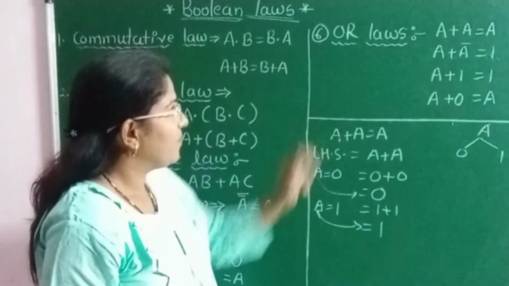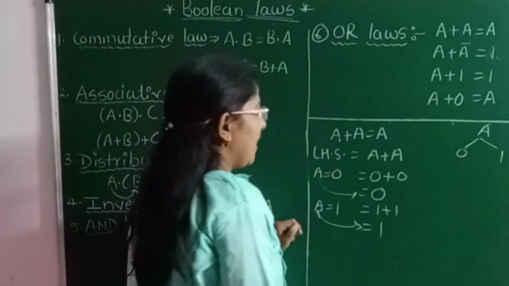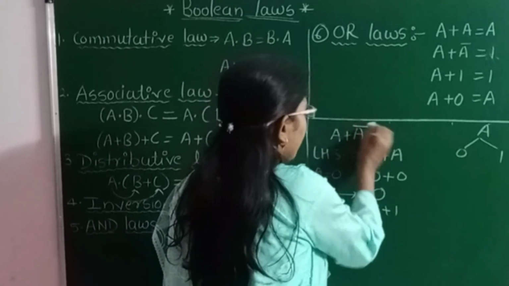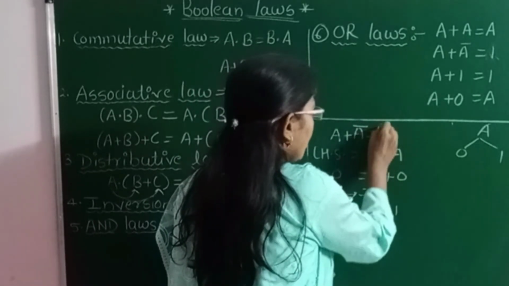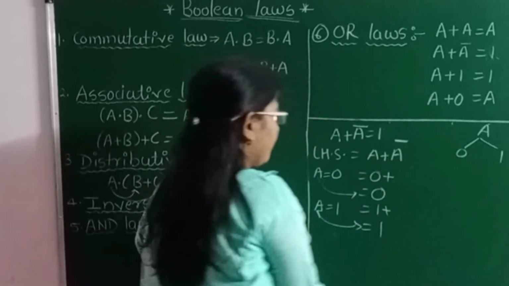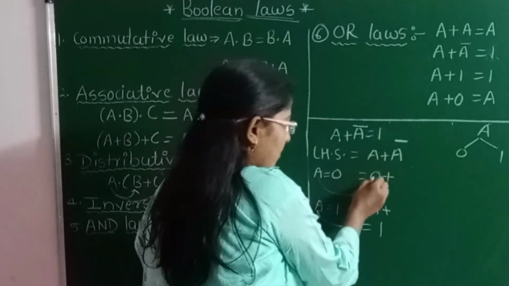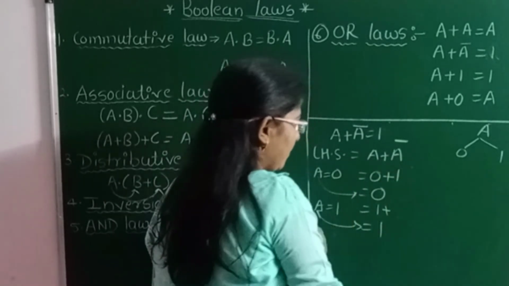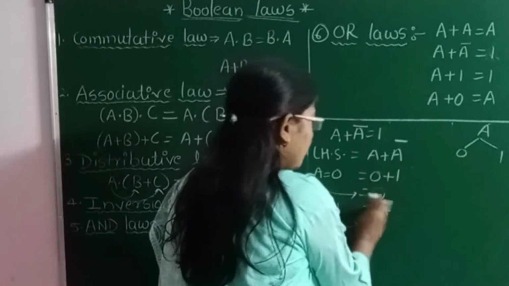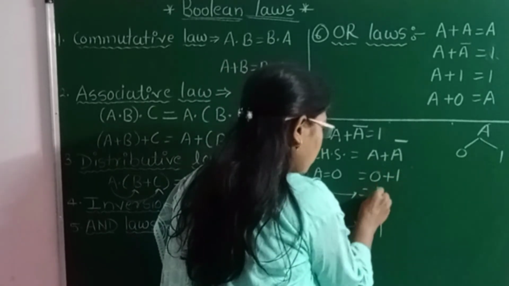Now consider the next OR law, that is A plus A bar. Here only I will make the changes. A plus A bar is equal to 1. So put the value of A equal to 0. So A equal to 0, A bar will be 1. So 0 plus 1 is equal to 1.